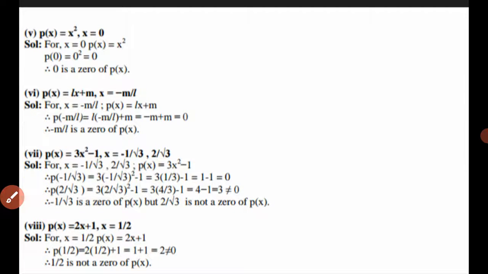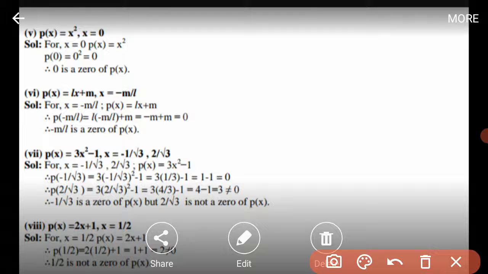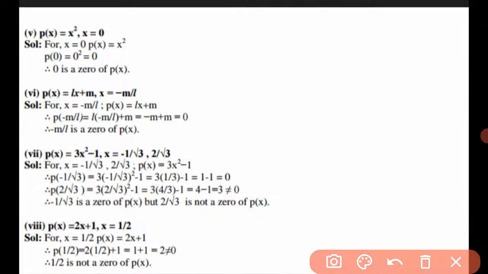Now after this, its fifth part. In the fifth part we are given p(x) equals x square and x equals 0. So by putting x equals 0, p(x) equals x square, so 0 square will be 0, the answer will be 0, hence 0 is a zero of p(x).